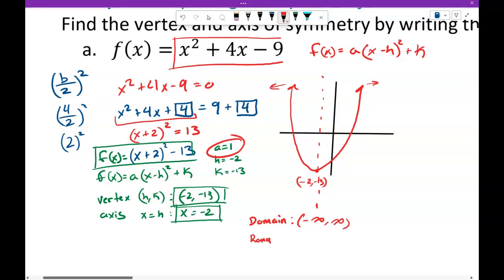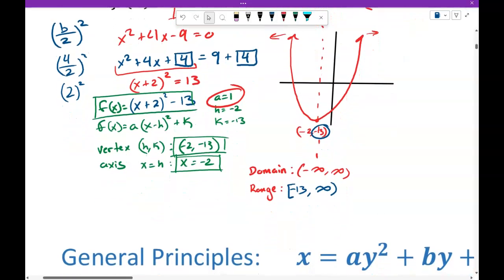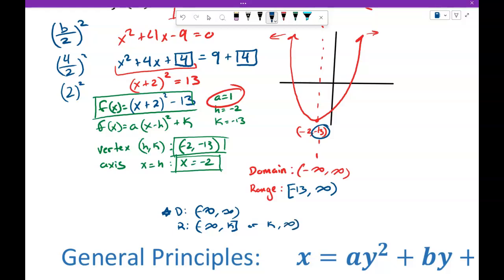The range, however, with the y values, is dependent upon the vertex. Since the vertex gives the minimum point at −13, our range is from −13 to infinity. And all of our vertical parabolas follow a pattern where the domain is all real numbers, but the range is either going to be −infinity to k or k to infinity, depending on the direction that the parabola is opening. And so you'll see this consistency with all of our vertical parabolas.